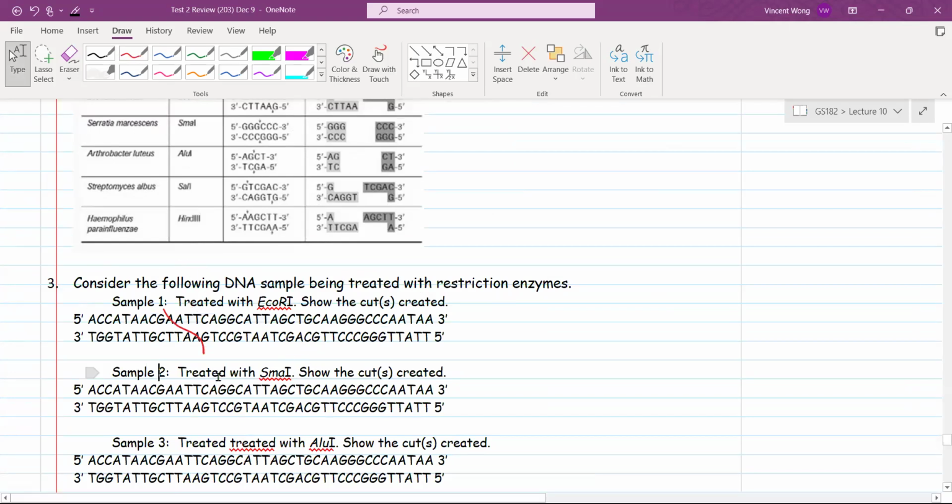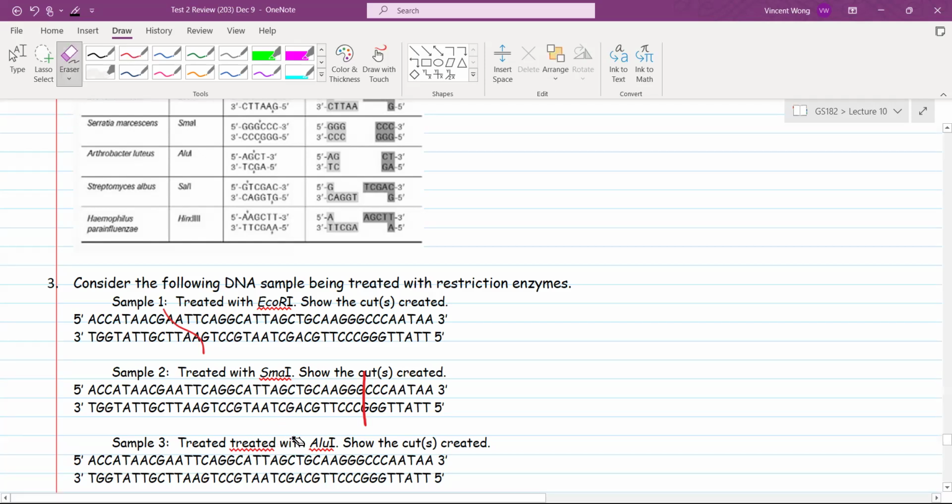Number two here, it's going to be treated with SmaI, small one, which is GGGCCC. So you just look for GGGCCC, it's right here. It's going to get cut. I don't think there's another GGGCCC.